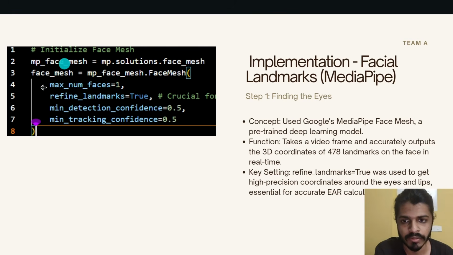Here we have initialized the MediaPipe face mesh. We have given the parameters of the face mesh, like the maximum number of faces it will detect from the image. Then we have set refined landmarks as true, with a minimum detection confidence of 0.5. And MediaPipe will give you 478 landmarks, out of which only 6 landmarks are useful to you, which are around your eyes.